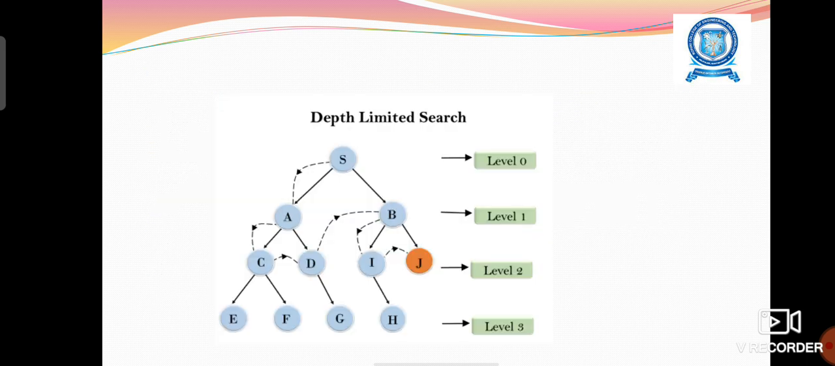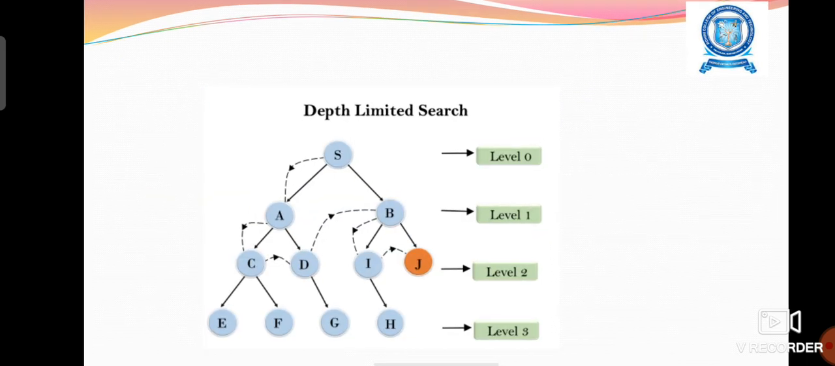Let us see an example for the same search tree, where our goal node is J. Here the depth limit is constrained to level 2. The search will not go beyond level 2, since there is a depth limit at level 2. So when the algorithm reaches the node C, it will consider that there is no more successor from C.